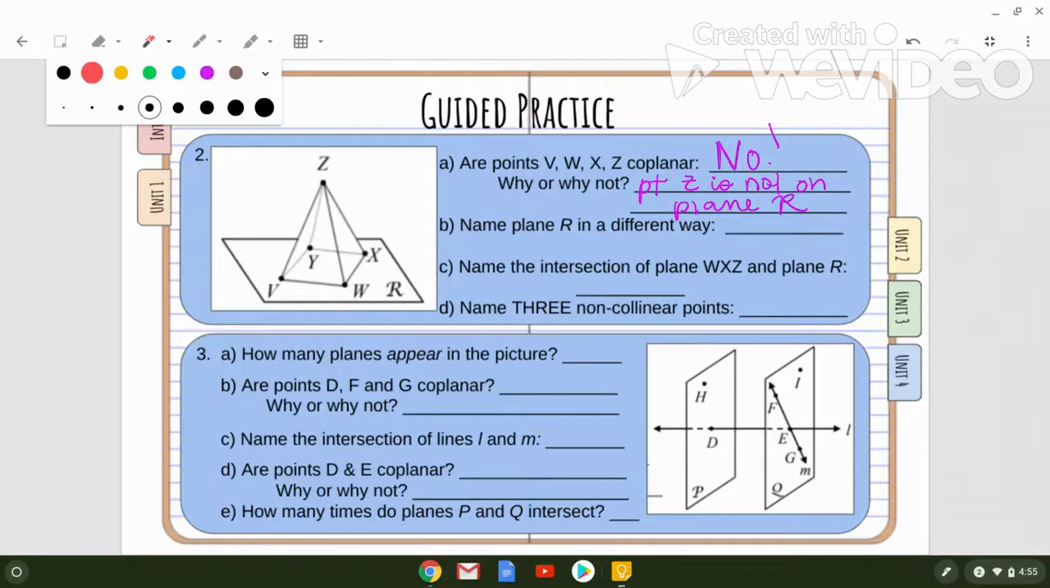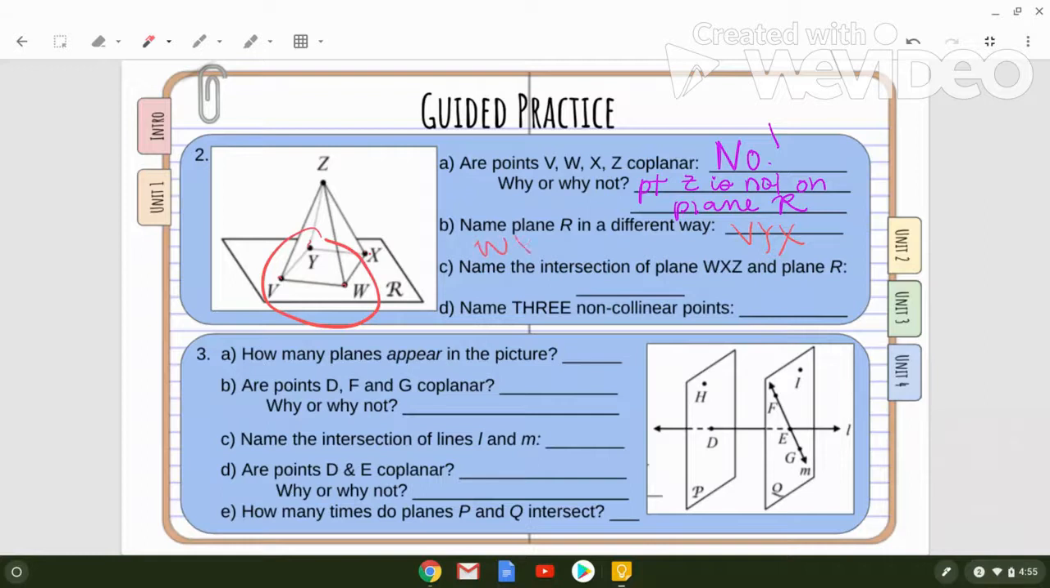So what 3 points are non-collinear? Well, I got 4 points on here, V, Y, X, and W. I just have to pick 3 that don't form a line, which really is any 3. So I'm going to pick V, Y, W. Can you think of another combination? What about W, X, Y? That would work. And so on and so forth. There's lots of different combinations there.